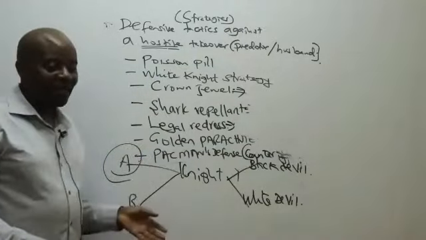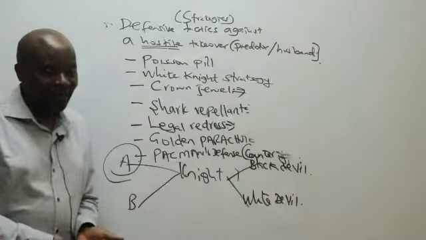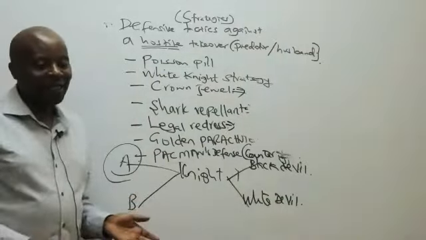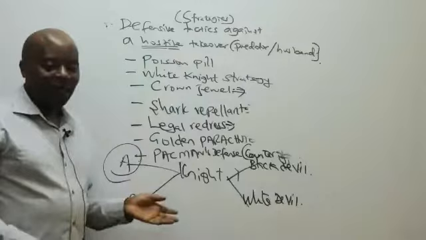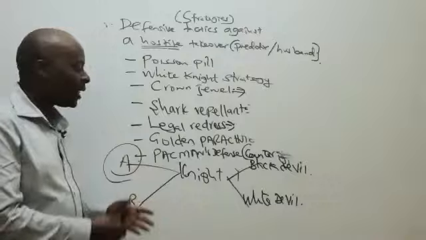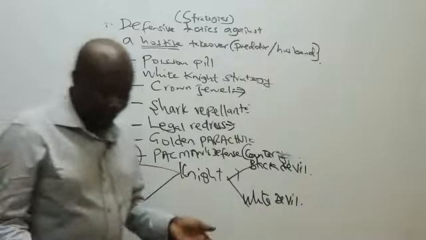Ushafunga ndoa na A. Si ushajidefend kutoka kwa B. Hata dawa hawezi. Sasa unajua ushafanya harusi na A. Ushaenda kwa white knight. So B sasa ni ajipatie shughuli, atafute wake.